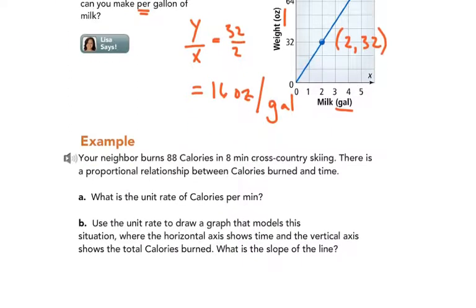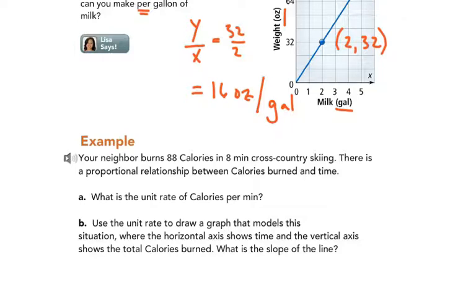Your neighbor burns 88 calories in 8 minutes cross-country skiing. There is a proportional relationship between calories burned and time. What's the unit rate of calories per minute?